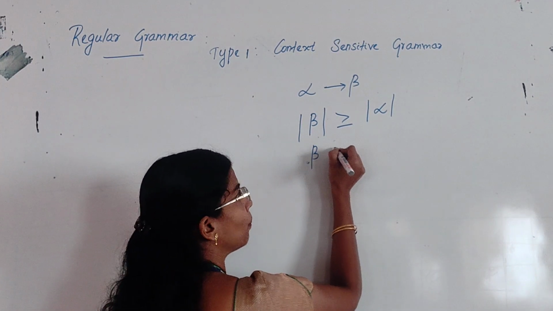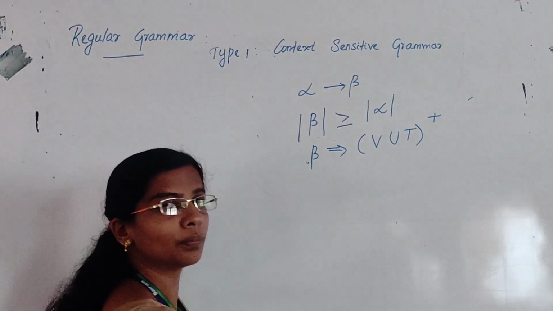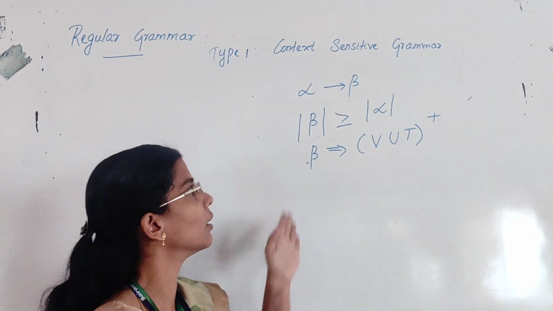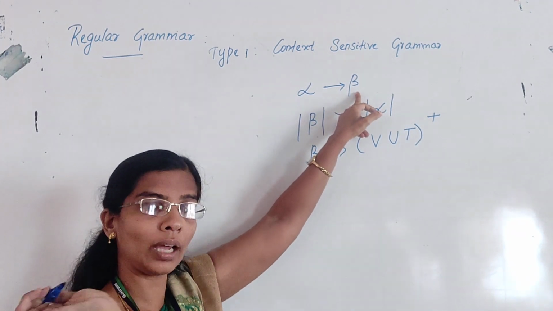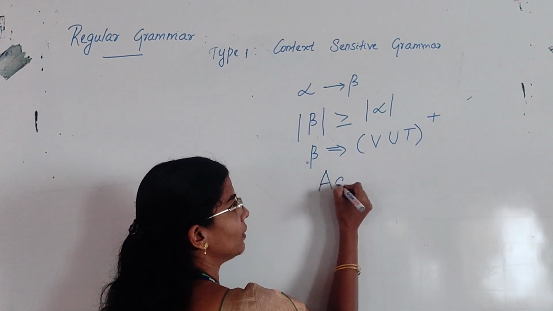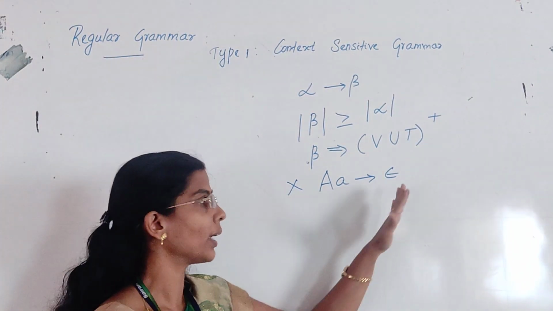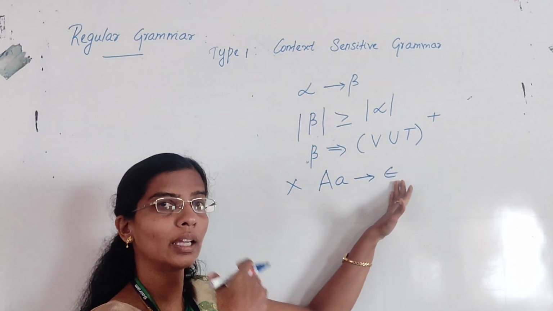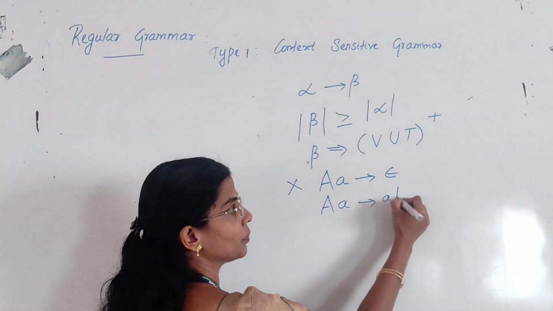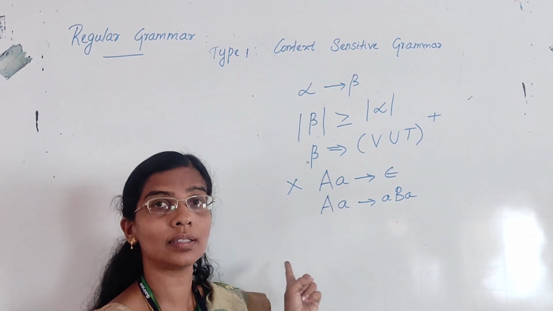Moreover, how should I form my beta? Beta should be a combination of variables and terminals, with plus. You can understand that when I write plus, epsilon is not possible. Beta comes in the right hand side, so in the right hand side I cannot have any epsilon production. I cannot have something like alpha tends to epsilon in type 1 grammar. I cannot have epsilon in the place of beta. But I can have something like this. All these are possible in context sensitive grammar.